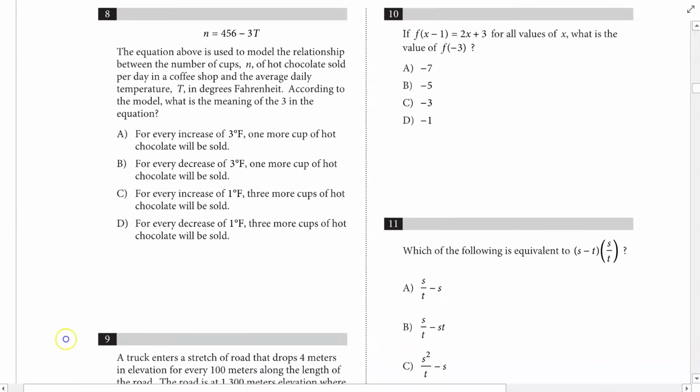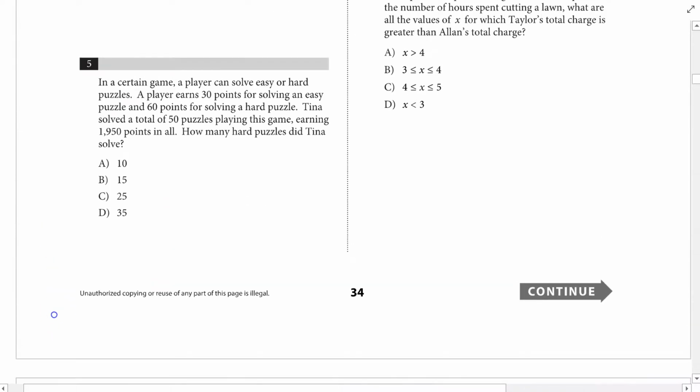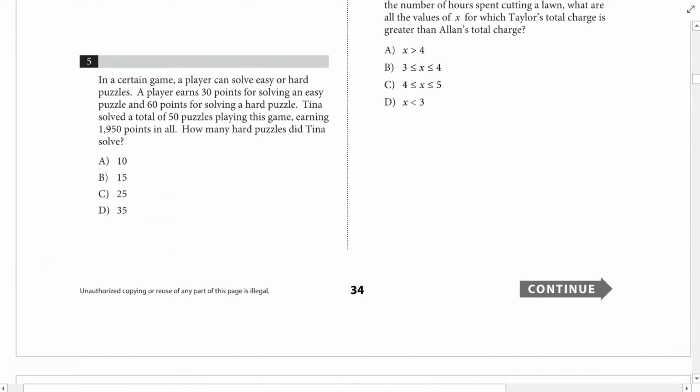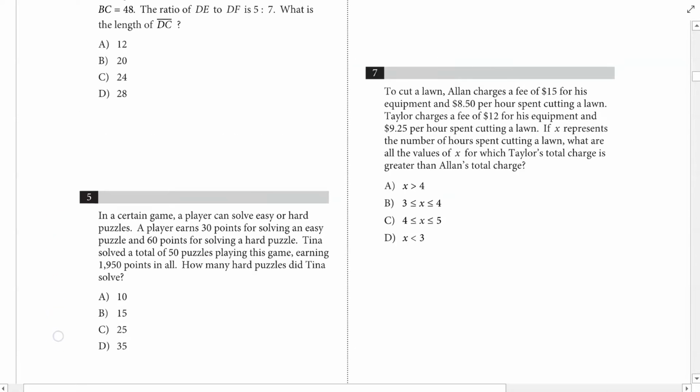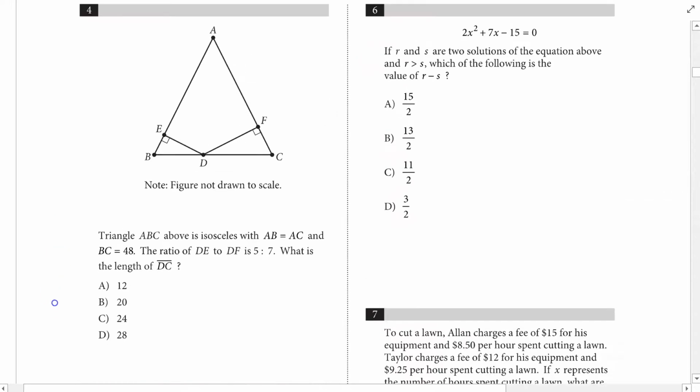There are typical word problem techniques that you can apply. Look, number 5 is a word problem. Number 7 is a word problem. So having that 5-step method is important.